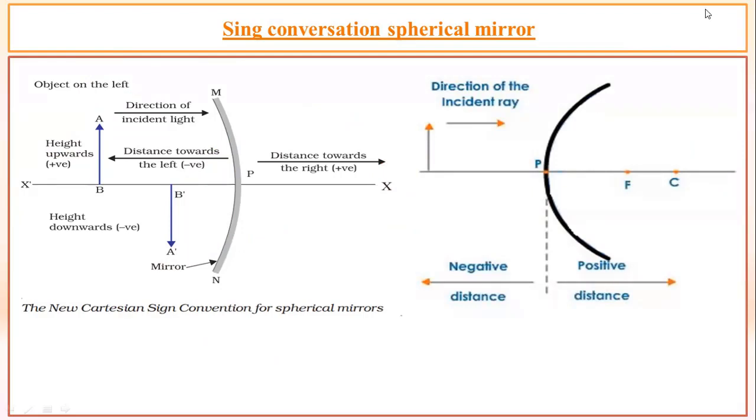I hope that you all have understood till here. Now let's discuss the mirror formula. What do we have to understand in this one? The mirror formula helps us calculate different quantities regarding spherical mirrors. For a spherical mirror, the mirror formula states that 1 by v plus 1 by u is equal to 1 by f.